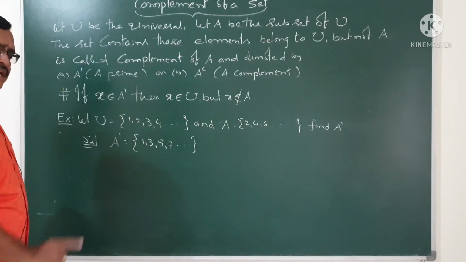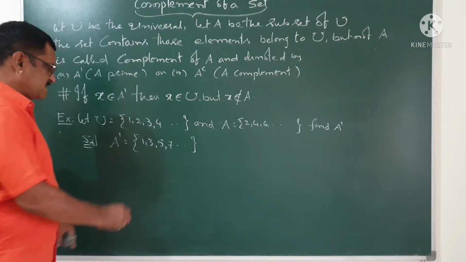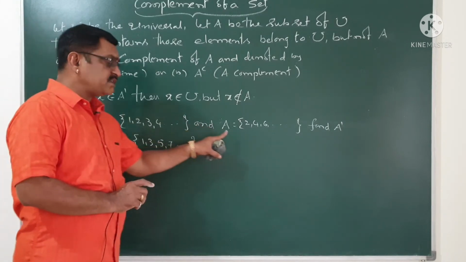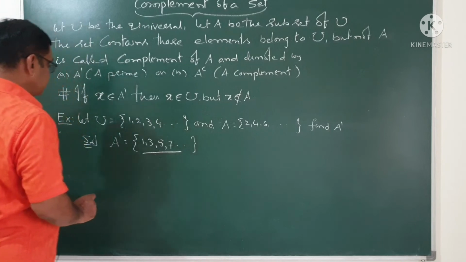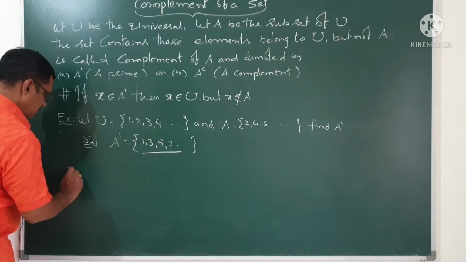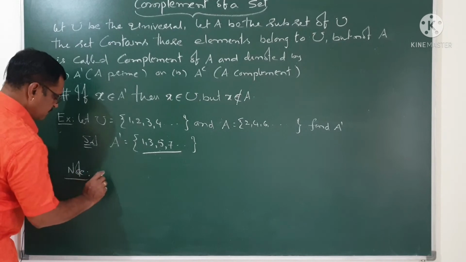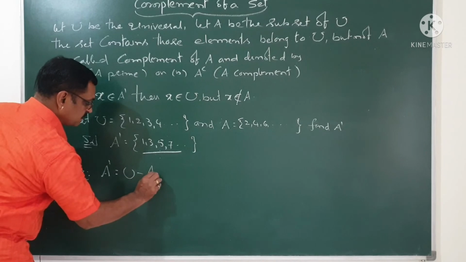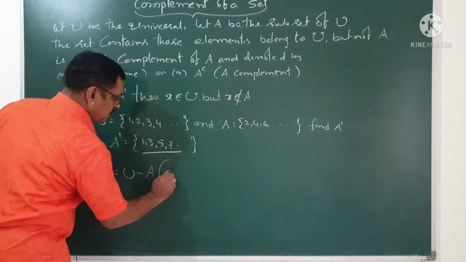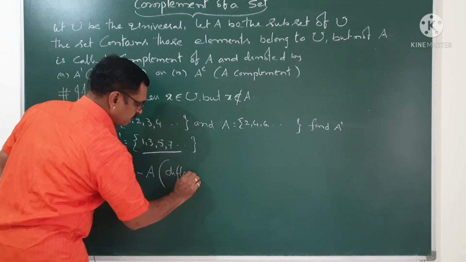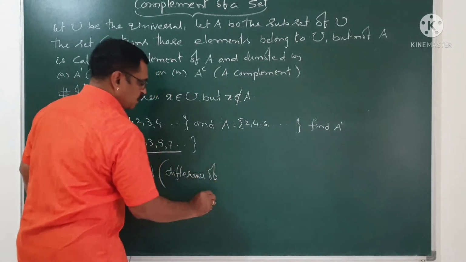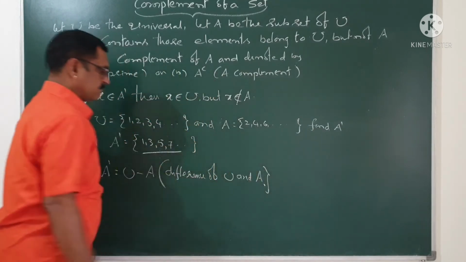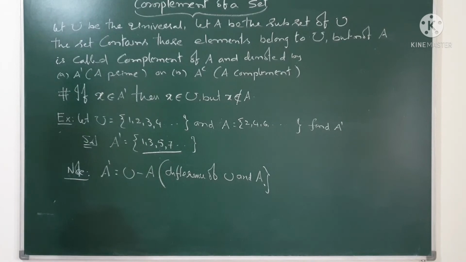Now here, one important note. If you observe, this set is nothing but the difference of these two sets. Therefore, very important, the complement can be written as A complement is equal to U minus A. That means the difference of U and A.